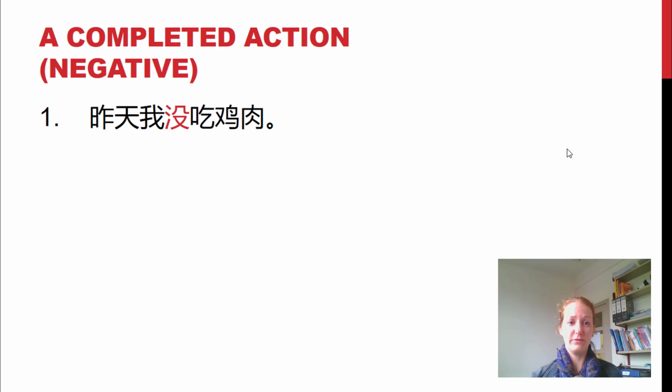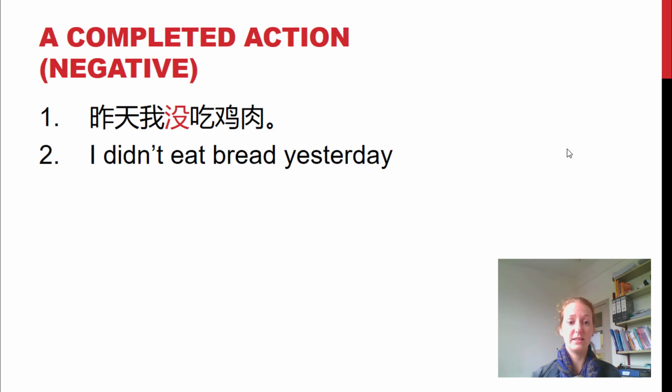How about a negative completed action, saying that you didn't do something? You didn't complete something. Here's an example. 昨天我没吃鸡肉. 是什么意思? Yesterday, I didn't eat chicken. How about this one? I didn't eat bread yesterday. 中文怎么说? Have a think.